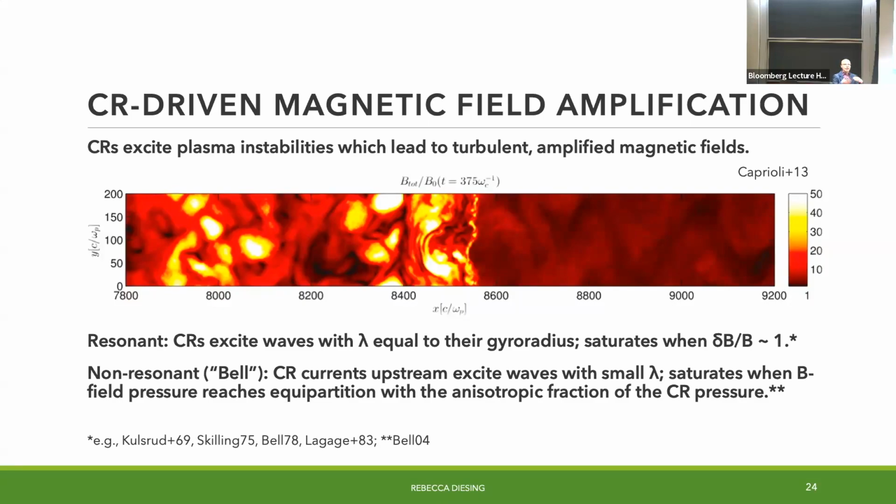And basically you can tangle the field a little bit that way, but that actually tends to be underdominant. That gives you a delta B over V, so basically the fluctuation size that's of order the background field. But there's also this thing called the non-resonant, or I'll just call it the Bell instability, maybe because of the person who came up with it, which is the idea that if you are accelerating particles, you're going to have some of these particles escaping. And so you have a current.